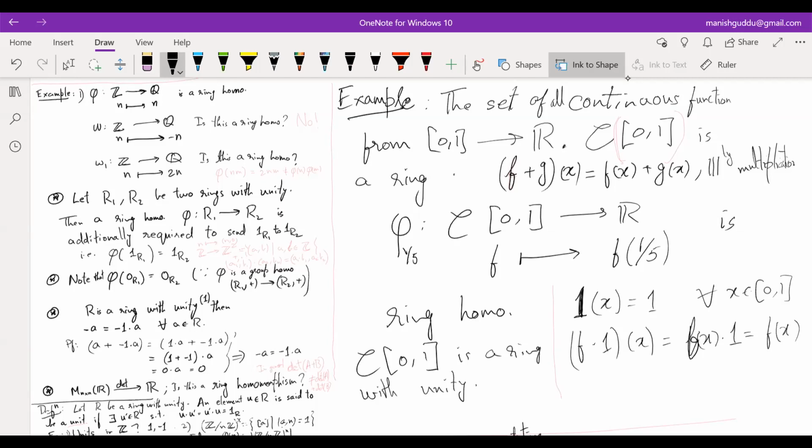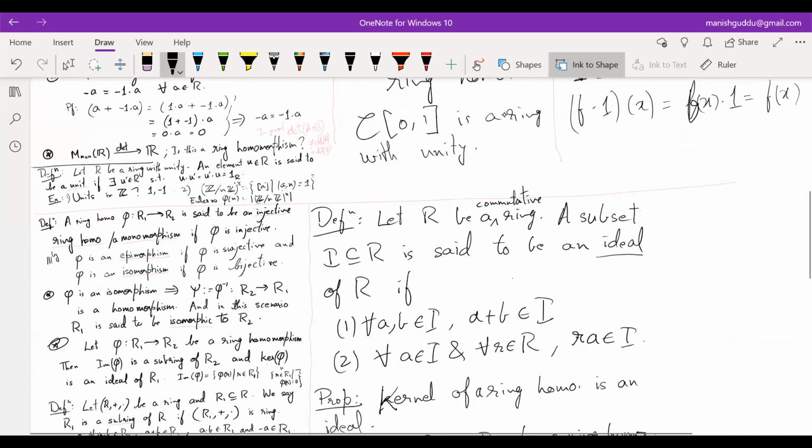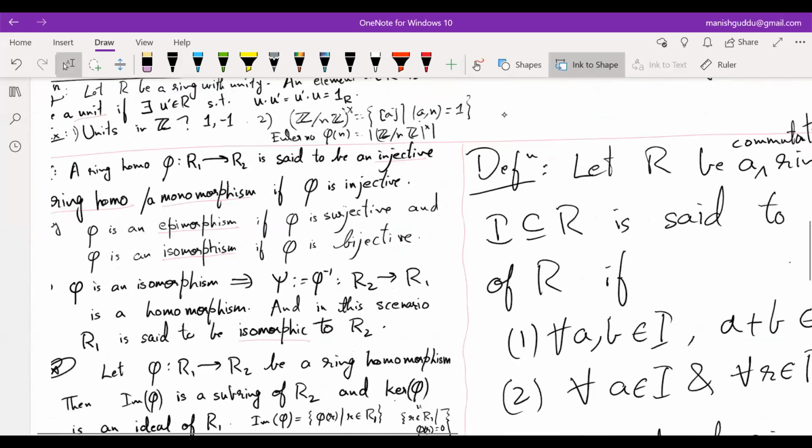Okay. So I see there are some chat messages. Let me just see. Yeah, so this won't be a ring if you do composition. That may not even be defined. So composition is not even defined. Okay. Any other questions? Okay. So should we move on from this example? Okay. So let me get to this.